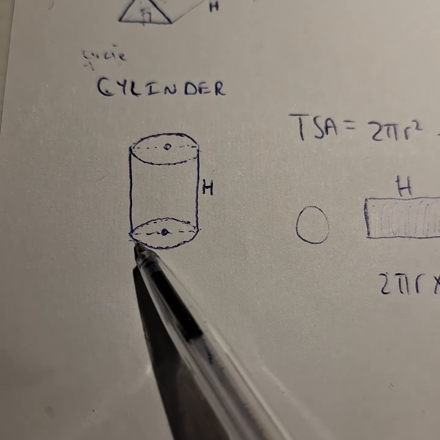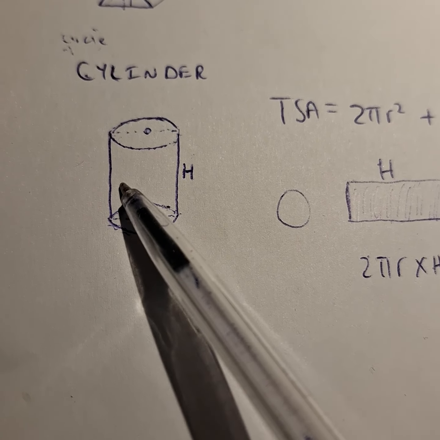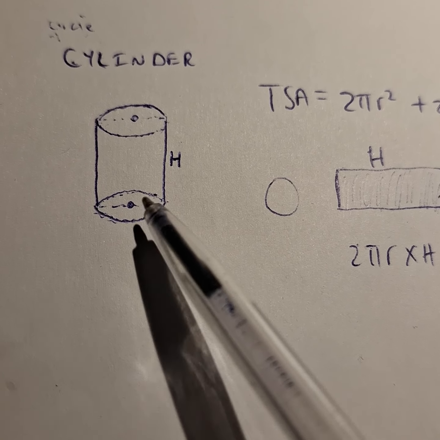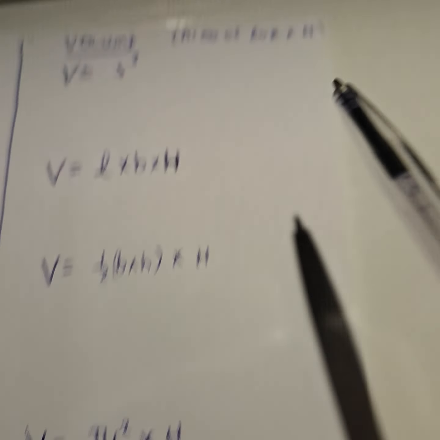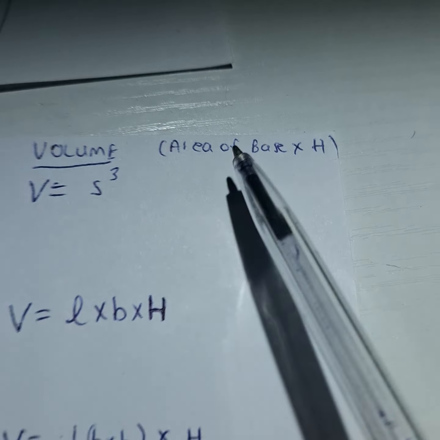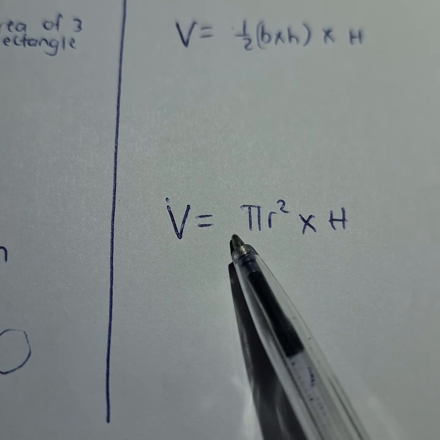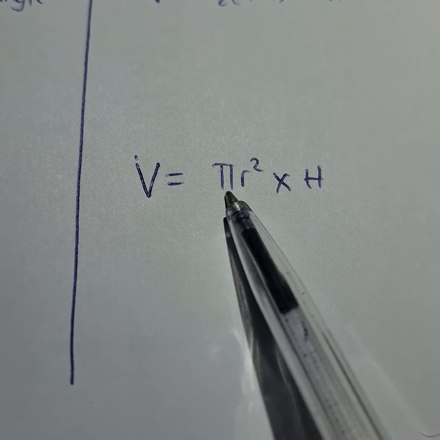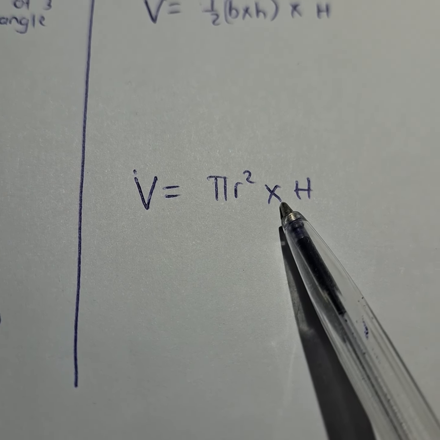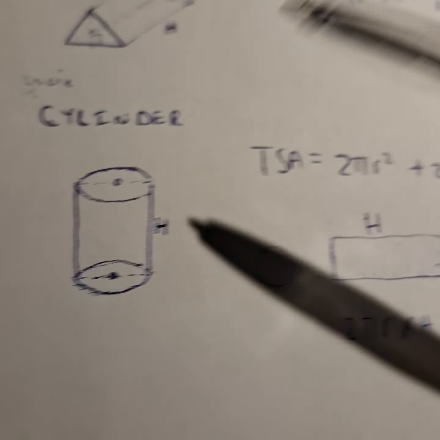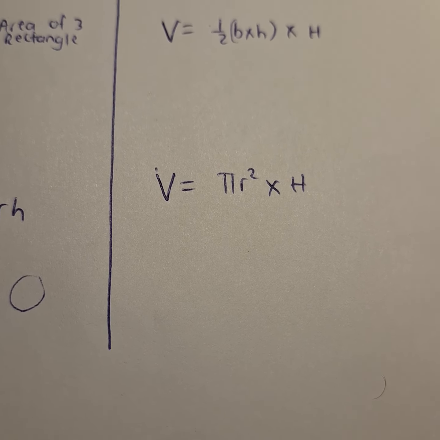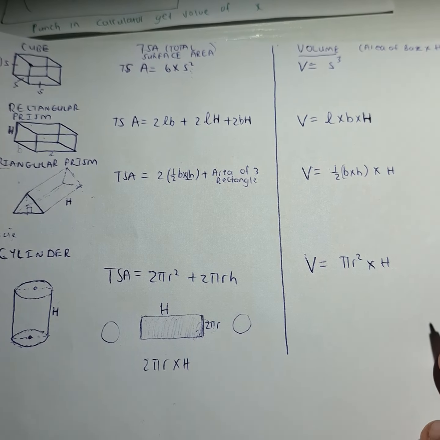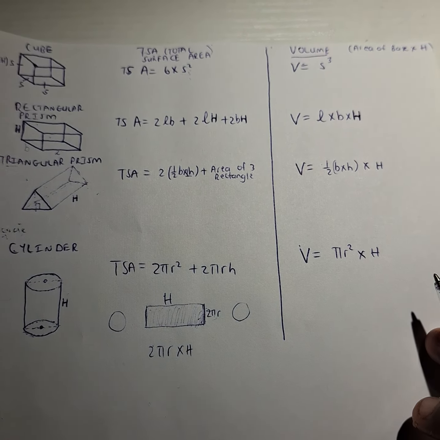Guys, the bottom part of this cylinder is a circle, so that means the base is a circle. Therefore, the area of the base times the height is what volume is. The area of the base is pi r squared, because one circle is pi r squared, times its height, how tall, the height h. And that's it. The formulation of these formulas is as simple and straightforward as I've just explained it to you.